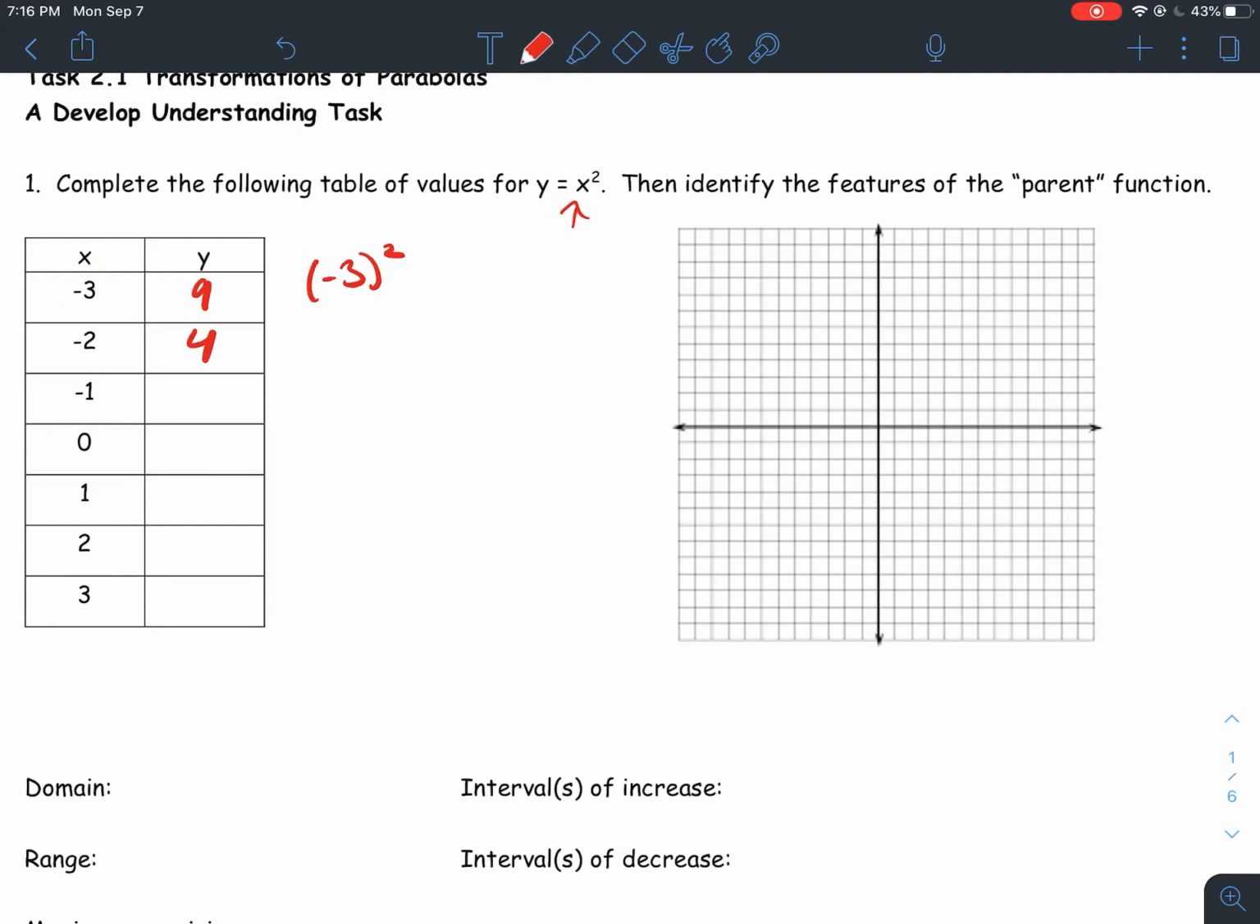So then we're going to do negative 2 squared, which will give you 4. Negative 1 squared, 1. 0 squared, 0. The way I got those is I just simply squared the numbers because that is what the function does. Then we get 1 squared again. We get 1, 2 squared, 4, and 3 squared, 9.